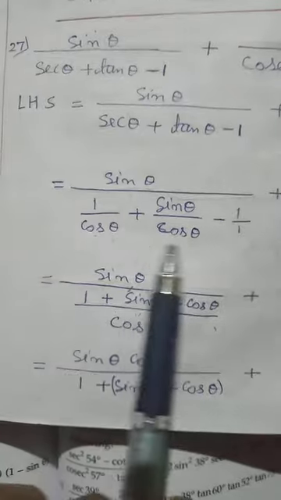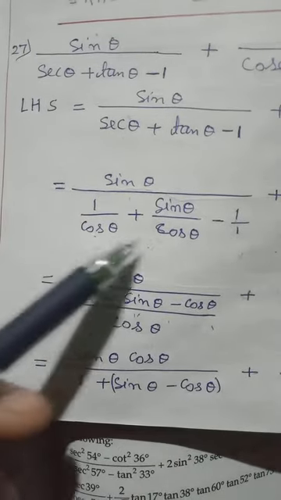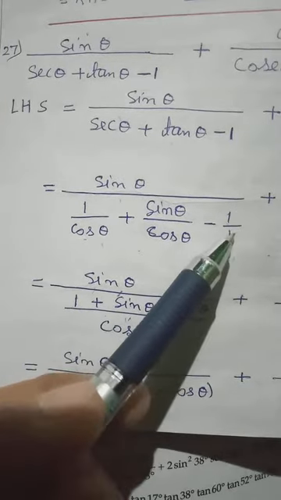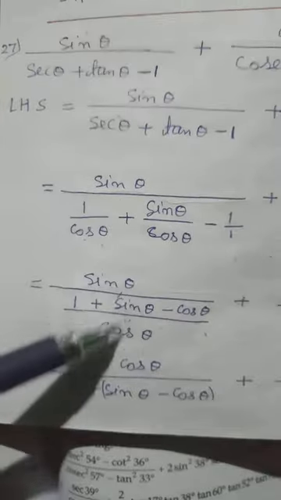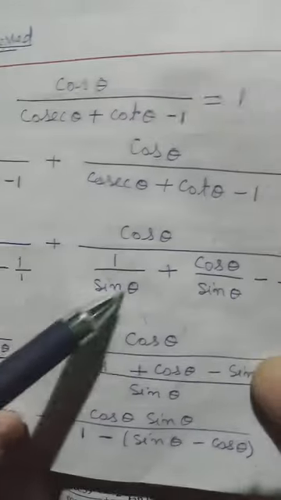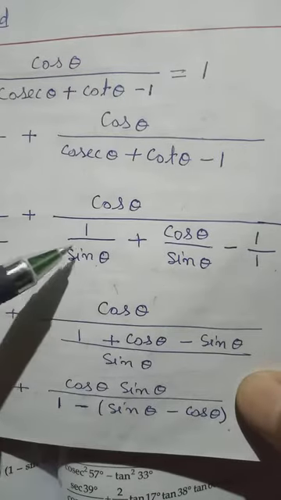LCM will be cos theta. So cos theta, and the denominator is the same. So 1 plus sine. But here we have 1. So 1 divided by cos will be cos. So cos into 1, cos theta. Here also we have sine and 1. So LCM will be sine.